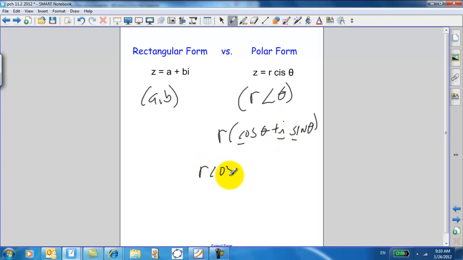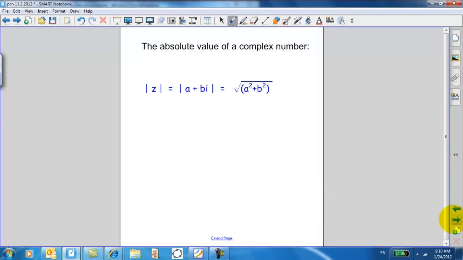And if you expand this out, r cosine theta plus i times r sine theta, you see we get our conversion formulas. a equals r cosine theta, b equals r sine theta. Another note here: the absolute value of a complex number is specifically given as the square root of a squared plus b squared, the magnitude r in our diagrams. Now, we saw in graphing that r could sometimes be negative, but when you report a complex number, give the r as a positive value.